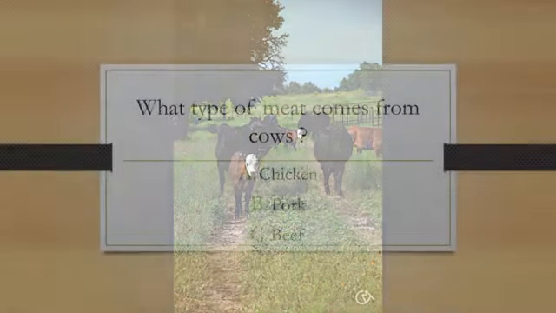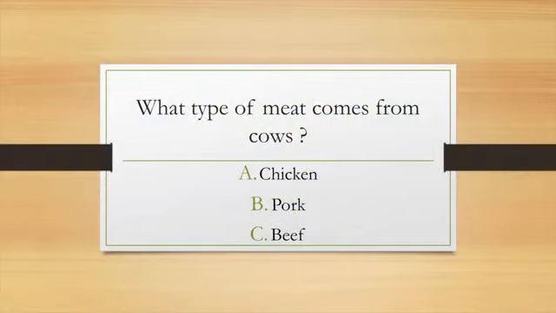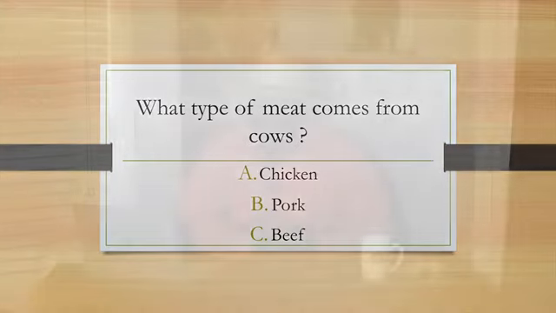Question number 9. What type of meat comes from cows? Is it A, chicken, B, pork, or C, beef? If you pick C once again, you're correct. There are multiple cuts of meat that come from a cow. You can have ribs, steak, shoulder, brisket, and most important of all, hamburger.